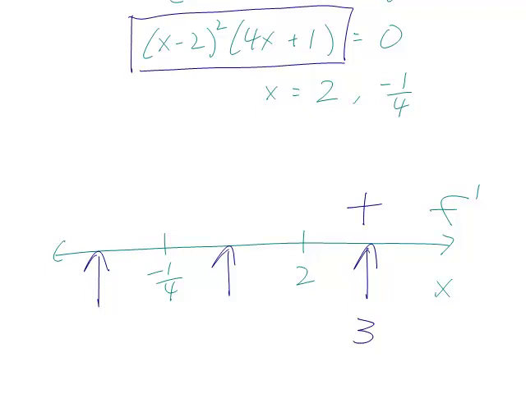A good number between −1/4 and 2 would be 0. If I plug in 0, I get (0 − 2)². Actually, it doesn't matter what I plug into the first term, since it's squared, it's always going to be positive. In the second one, 4 times 0 plus 1 is positive 1. So positive times positive is positive. If I plug in, say, −1, the first term, (x − 2)², is once again positive, but 4x + 1 now becomes −4 + 1, so that's negative.